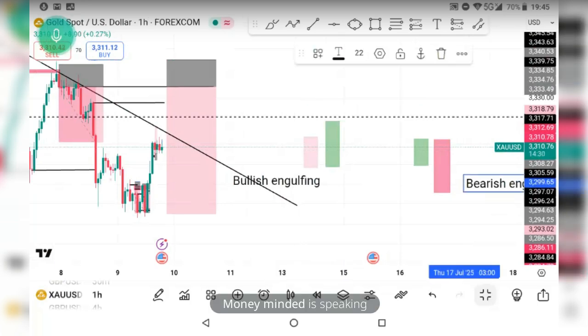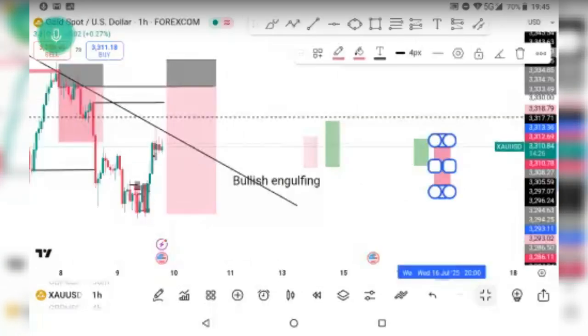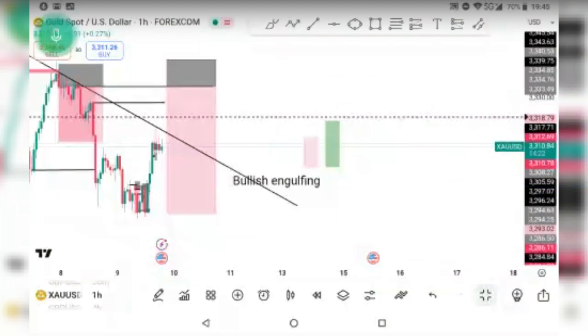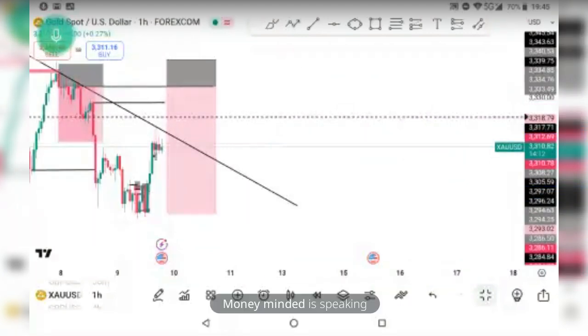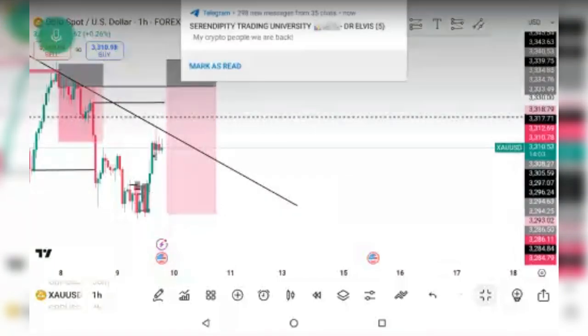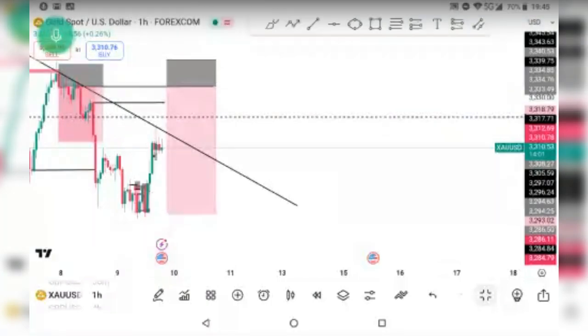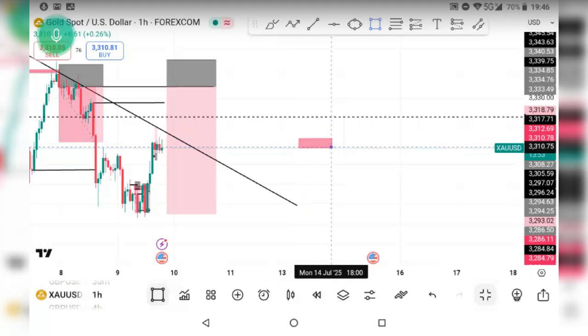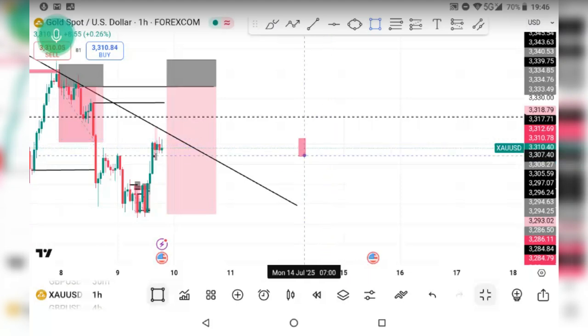Whenever you find these confirmations at your point of interest, the moment price gets to your point of interest, start looking for them. The moment you find them, place your trade ASAP. Don't waste time. Place your trade the moment you find the confirmation. So I call this confirmation pattern the star pattern. We have the one known as the evening star. Okay, let's go with the morning star first.